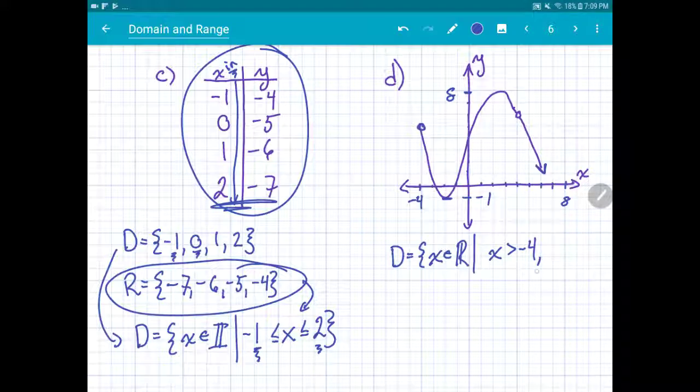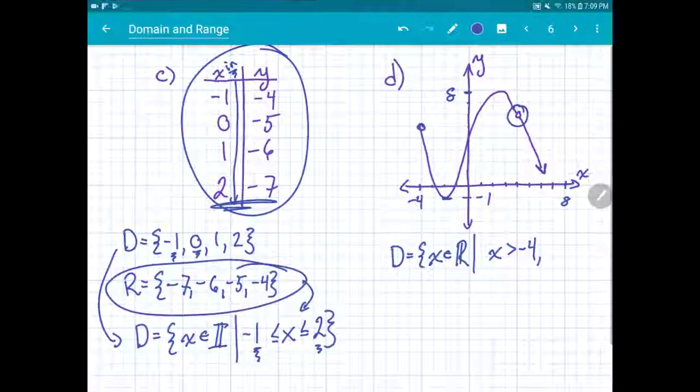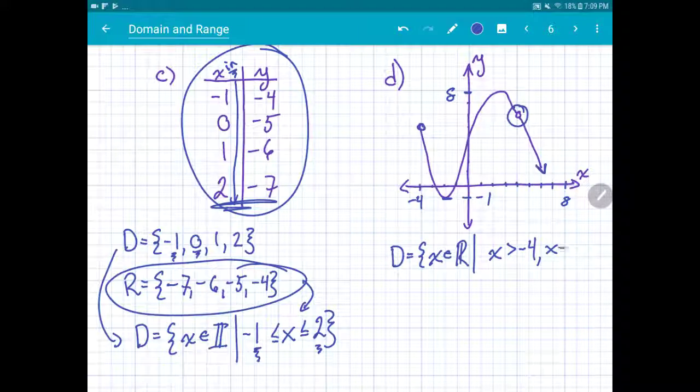Okay, the only other thing we have to talk about is this spot right here. Because this is 1, 2, 3, 4, and we're not allowed to be there because that's an open dot, meaning we're not going to be there. So x cannot equal 4 as well. And then we're done.